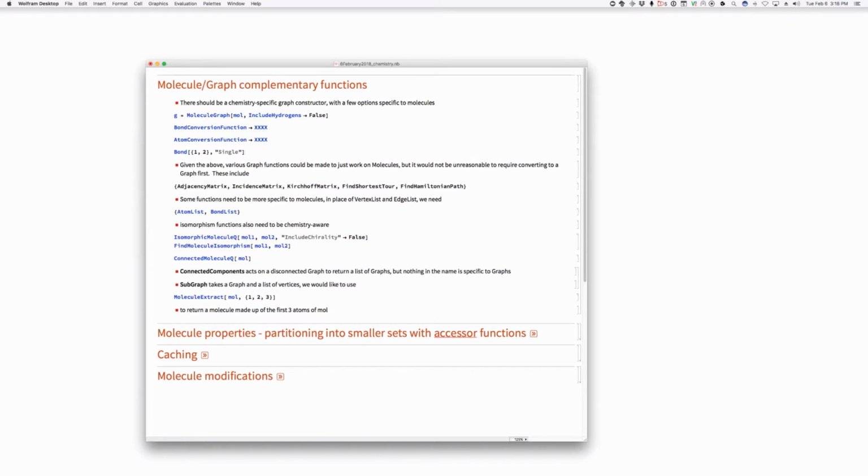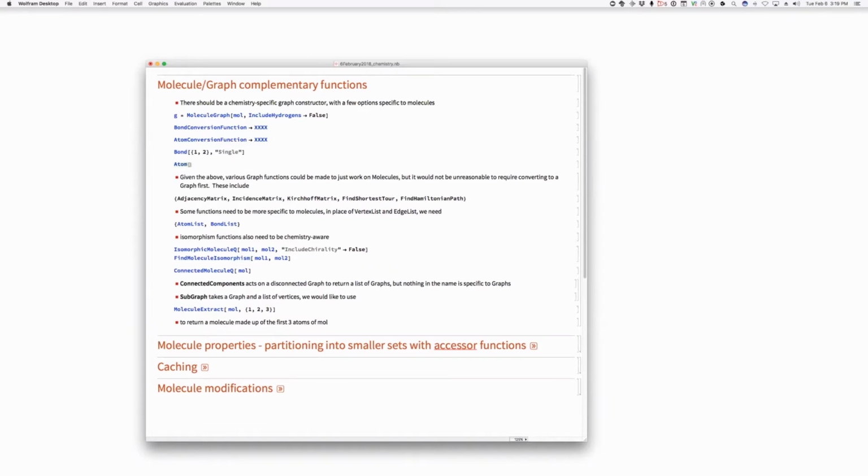Well, then with the bond conversion function, how else can you decorate the bond? That's really the only property that we have. Okay, so what about an atom? How do you specify an atom? So the head Atom, followed by a single argument, an association. Atomic number goes to 3. It's a bad example. Formal charge goes to 2. Whatever. Okay, so you have something like this.